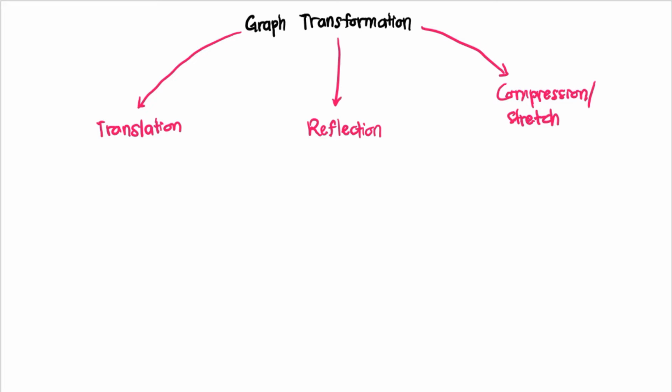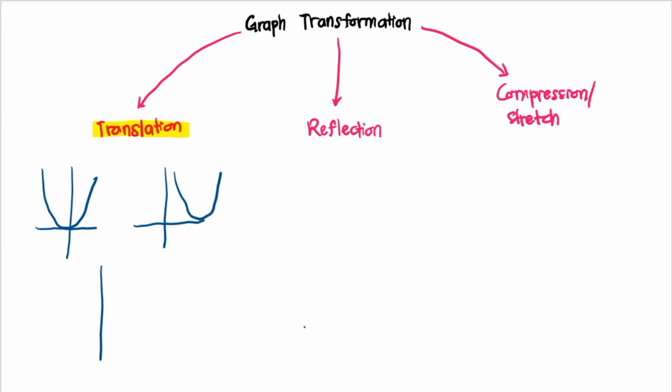The first one is known as translation, in which we just move the graph. For example, suppose we have this graph, and we want to shift it to the right, something like this, or shift it upwards. So this is a process of translation. We shift it to the right or to the left, or upwards or downwards.